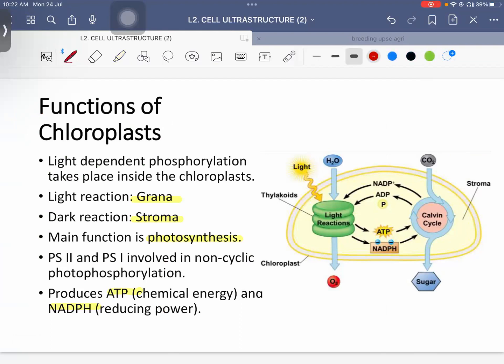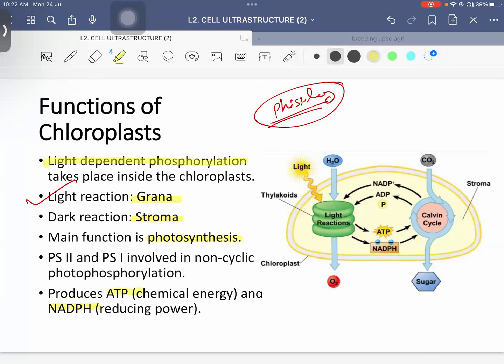Here what happens is the light reaction, and these topics we will read in the physiology portion. But if they ask in genetics, you just need to mention it. You don't have space to write in detail. Only this much, whatever content I'm giving, if you write this, it is more than sufficient. It is light dependent phosphorylation. It takes place inside the chloroplast; the light reaction happens in grana, and the dark reaction happens in stroma.